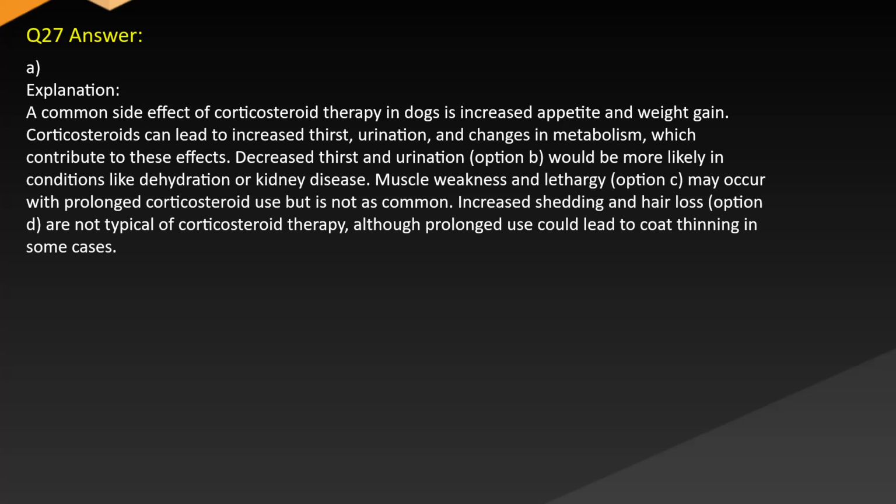Answer A. Explanation. A common side effect of corticosteroid therapy in dogs is increased appetite and weight gain. Corticosteroids can lead to increased thirst, urination, and changes in metabolism, which contribute to these effects. Decreased thirst and urination, option B, would be more likely in conditions like dehydration or kidney disease. Muscle weakness and lethargy, option C, may occur with prolonged corticosteroid use, but are not as common. Increased shedding and hair loss, option D, are not typical of corticosteroid therapy, although prolonged use could lead to coat thinning in some cases.